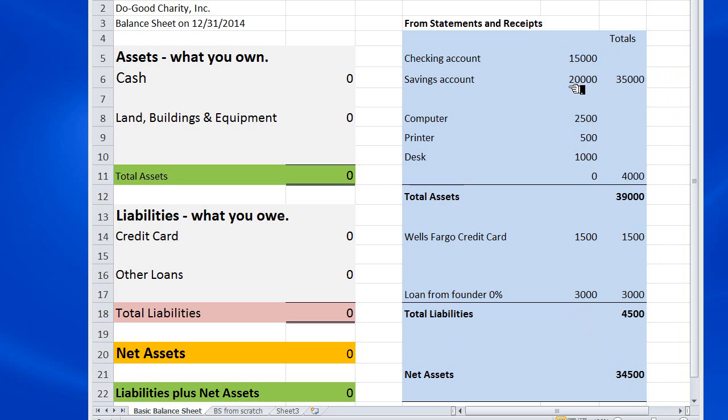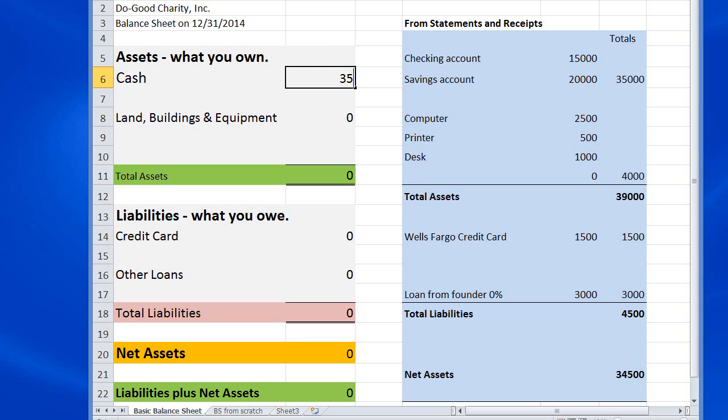So what we can do is transfer some of these numbers over into this balance sheet, and we have cash $35,000. We have land, buildings, and equipment of $4,000. That gives us total assets of $39,000. We put in our credit card of $1,500. Put in our loan from the founder that we owe the founder $3,000. And here we go. This confirms for us that our net assets are $34,500, and our liabilities plus net assets are $39,000. Okay, and that equals our total assets, so we know that we are in balance.